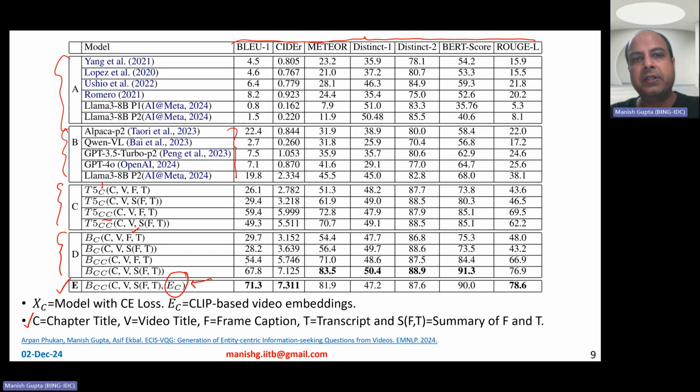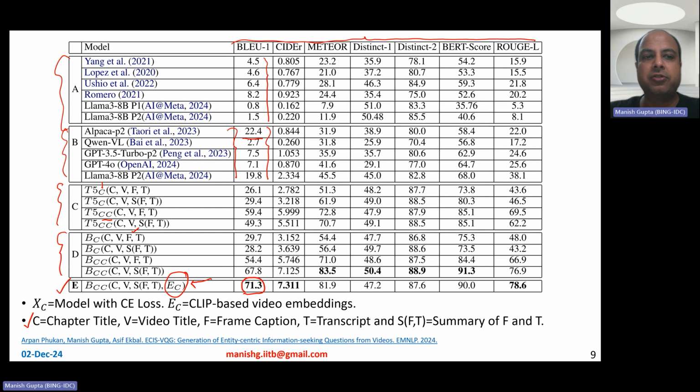Now, as you can observe, you can look at any of the metrics, but if you look at BLEU 1, let's look at this. Standard question generation models lead to very small scores, basically single digit, while our best model gives you 71.3. That's a huge, huge difference, right? Standard prompt engineering models lead to good scores, 22.4, but not as good as our model clearly. So fine tuning helps. That's the broad idea.